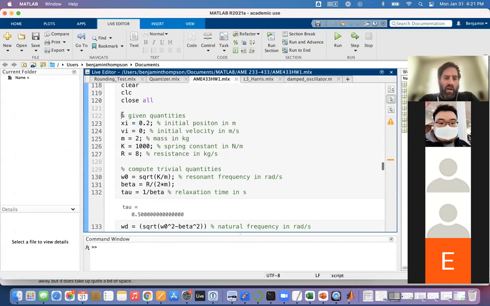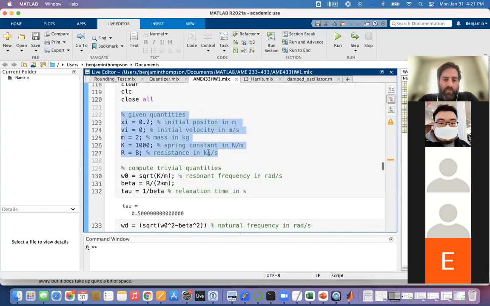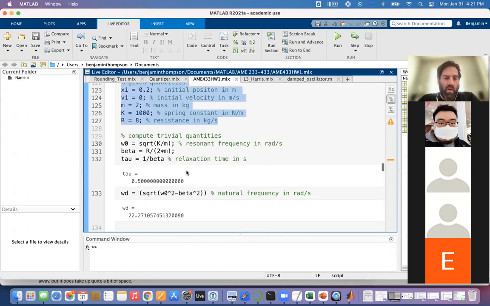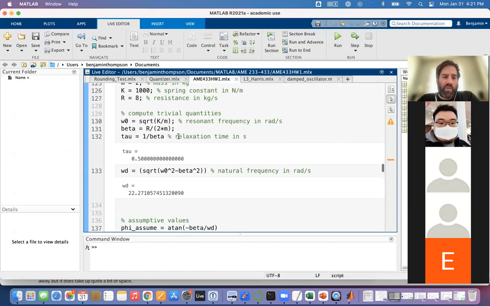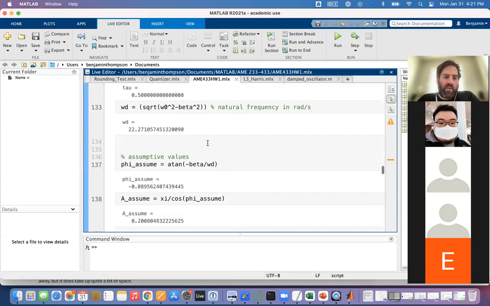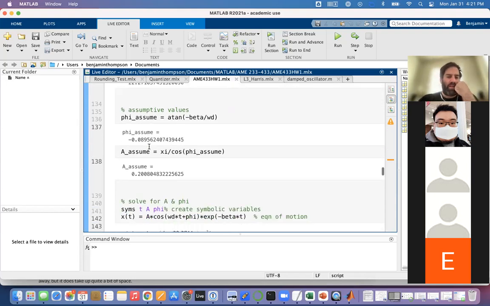But I'm doing my given quantities all here. This is some made up numbers, right? It is the one that is written on the PDF I'm going to put up, but it's not the numbers from the homework. Compute my trivial quantities, right? I know omega naught equals square root k over m, beta equals blah, blah, blah, tau equals blah, blah, blah, omega d, and so on and so forth, right? That's all pretty straightforward. Don't worry about these assumptive values.